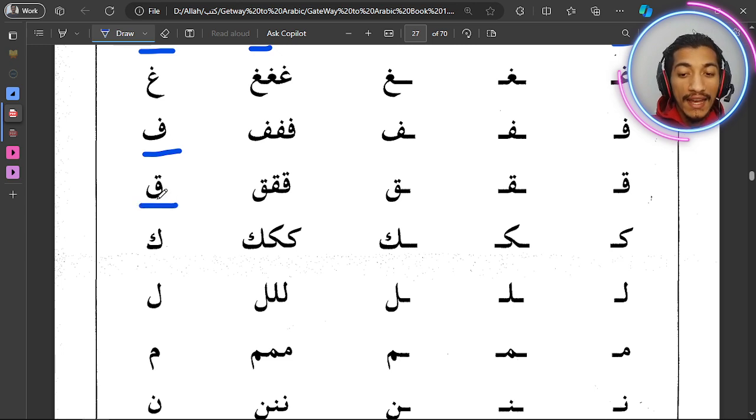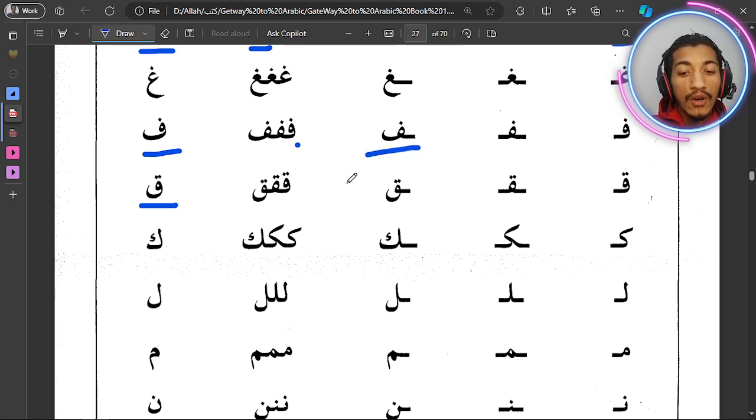Fa and Qaf. Okay, Fa, don't go down to the line. That's why it will be almost the same. This is Fa at the beginning. In the middle, it will be just a circle, the head of Fa, and it has a dot up. Just a circle, and it has a dot up. At the end of the word, it will be the same.